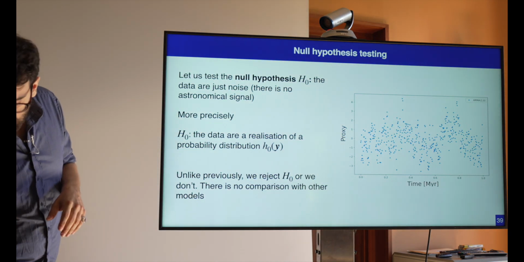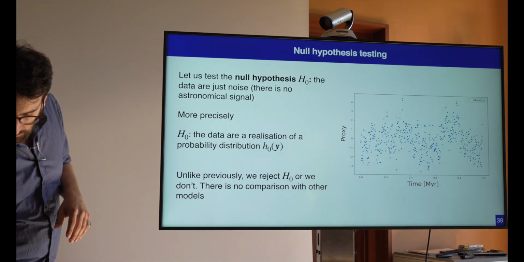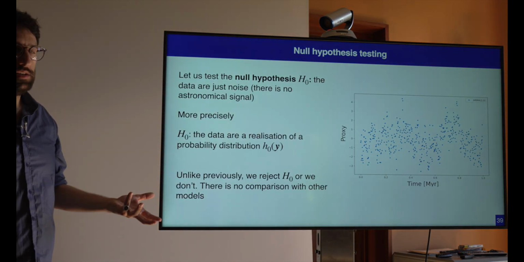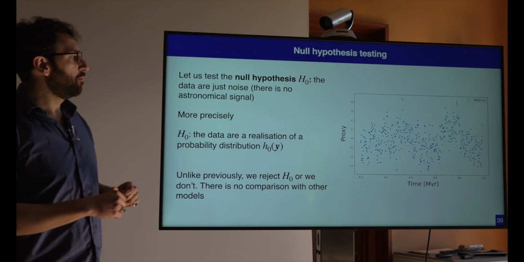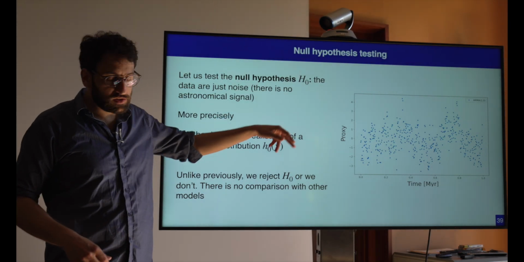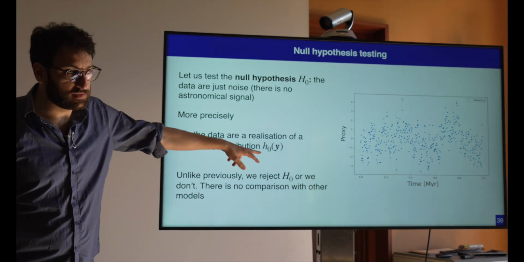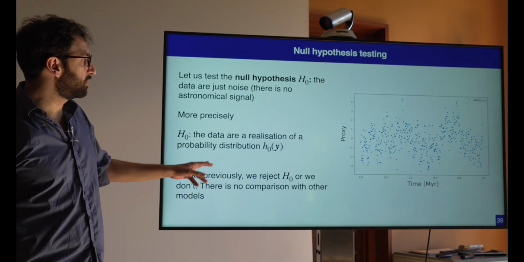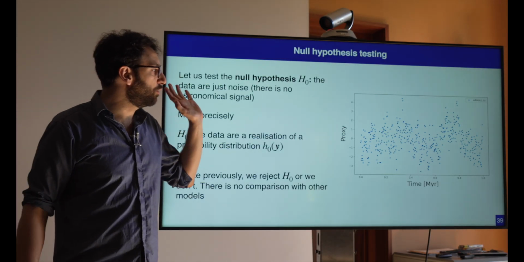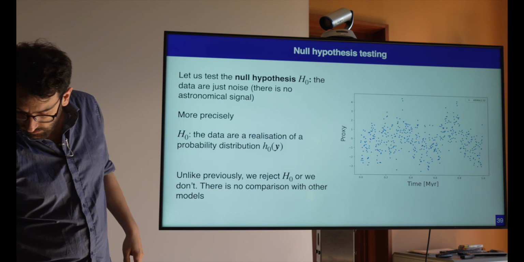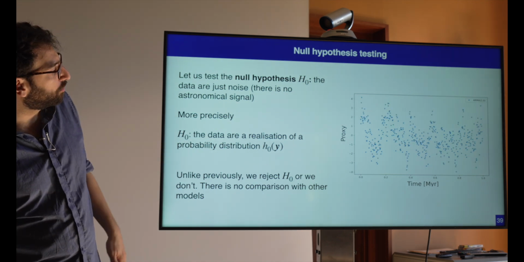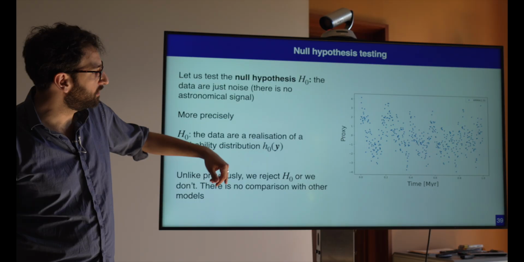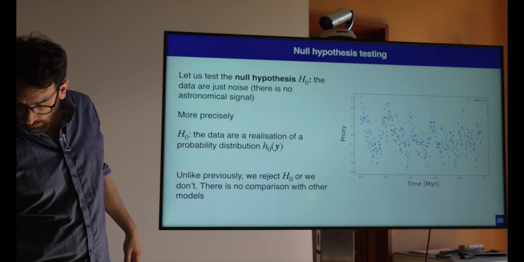So the way we test it statistically is saying the data that I have was generated from a certain statistical distribution, which is called H0. So, for example, I assume that my data was one realization of this process, and this process generates stuff that looks like this.